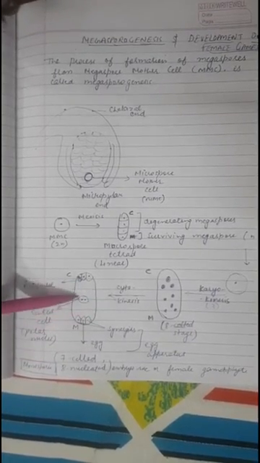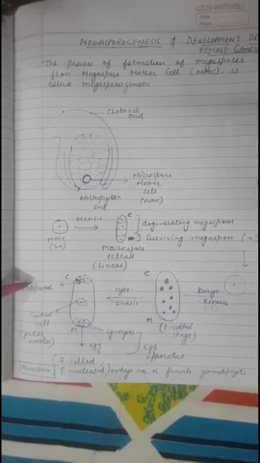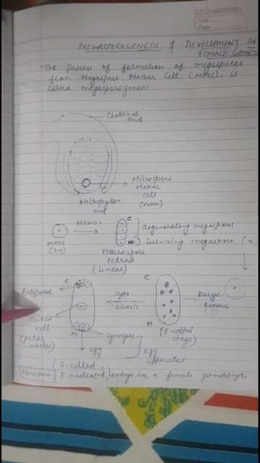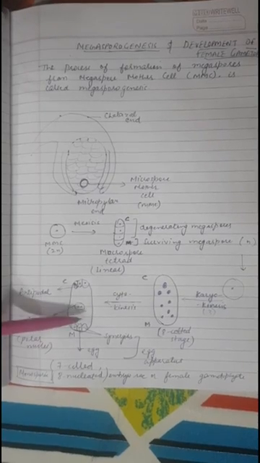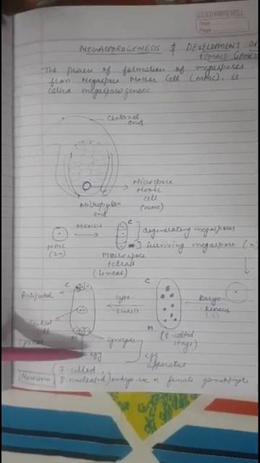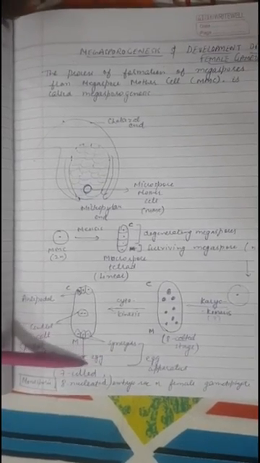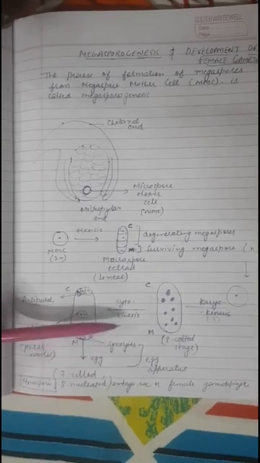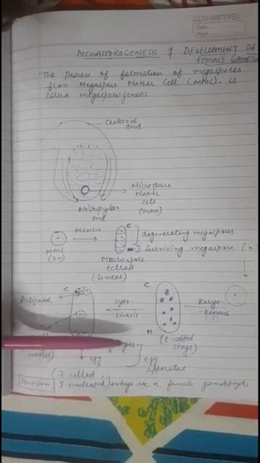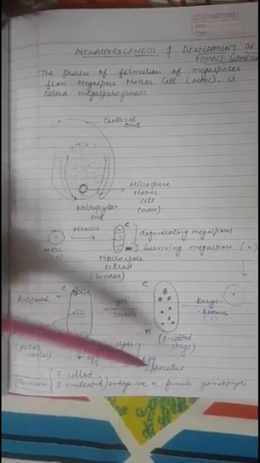Now let us see what these cells are called. The upper 3 cells which are towards the chalaza are called antipodal cells. The cells towards the micropylar end, the first 2 at the periphery, are called synergids. And the one in the center is called the egg cell, which will act as the female gamete for fertilization. These synergids along with the egg cell together are called the egg apparatus.